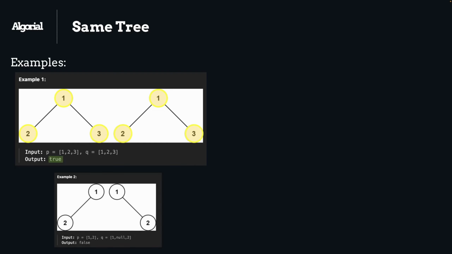Second example, we have one as a root, we have two as left node in here, but we have the same two as right node in here. This is the hint of this example. Even though nodes have the same value, they are not in the correct location in both subtrees. So we return false for it.